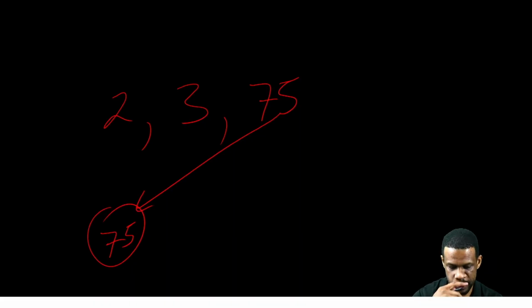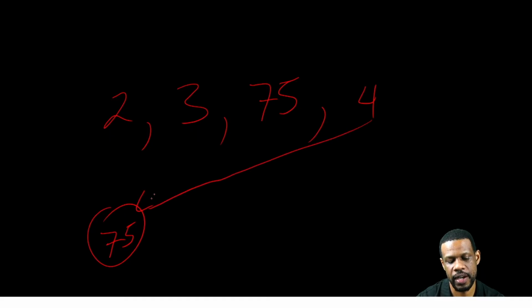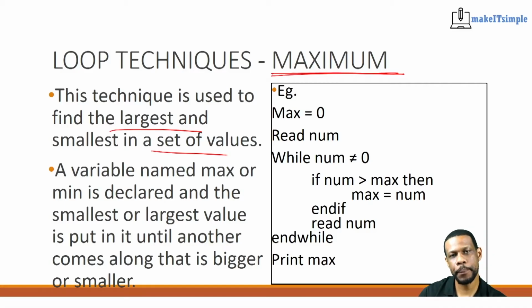I appreciate it anyhow. And then you get the number 4. What you're going to do is check to see, hey, is the 4 greater than 75? No. Therefore, we will not update it. And that is literally how maximum works. How do we get the computer to do that?